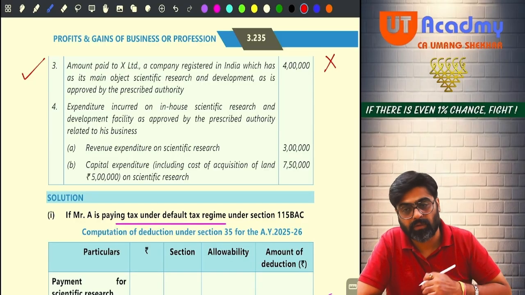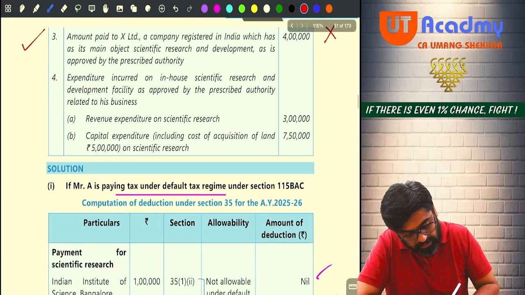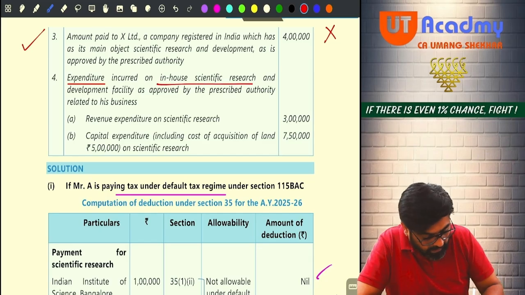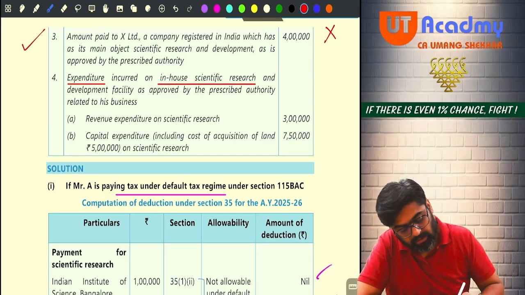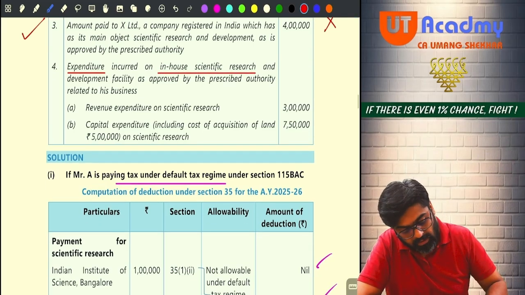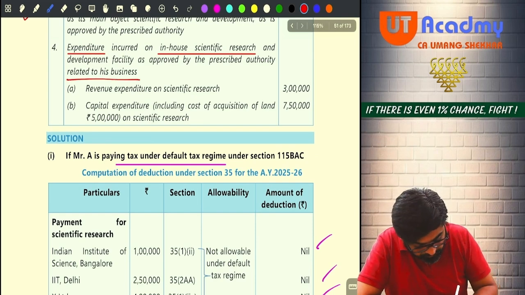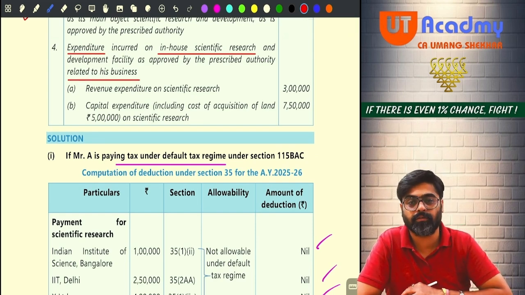Done? Next one. Now you have incurred certain expenditures on in-house scientific research as approved by the prescribed authority related to his business.